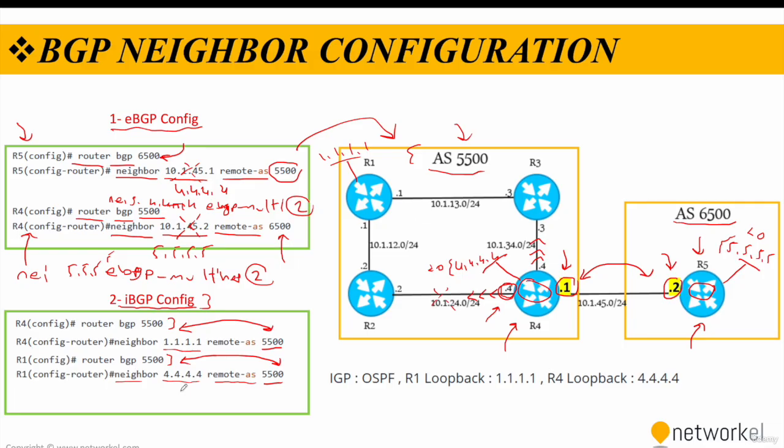So there is just one more command that I should not forget for my iBGP peering when I'm doing the peering over the loopback interface: neighbor, the neighbor address, followed by update-source loopback 0. Okay, so I will apply the same to my router 4 configuration.